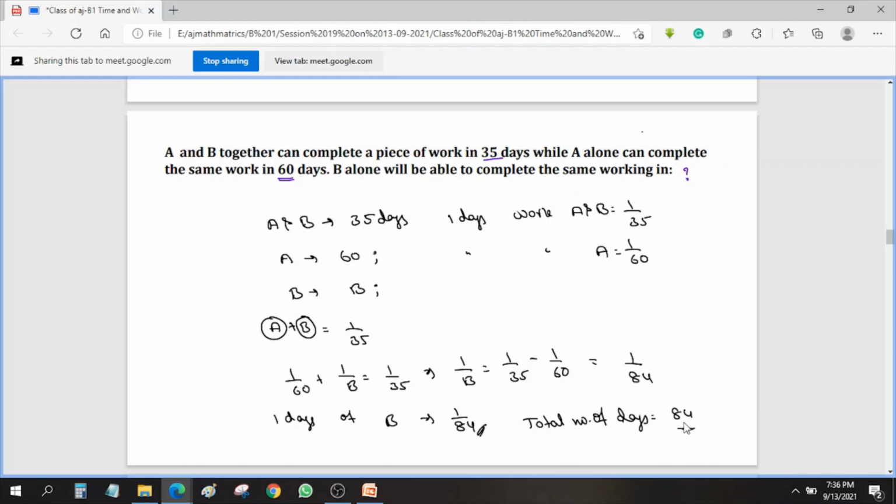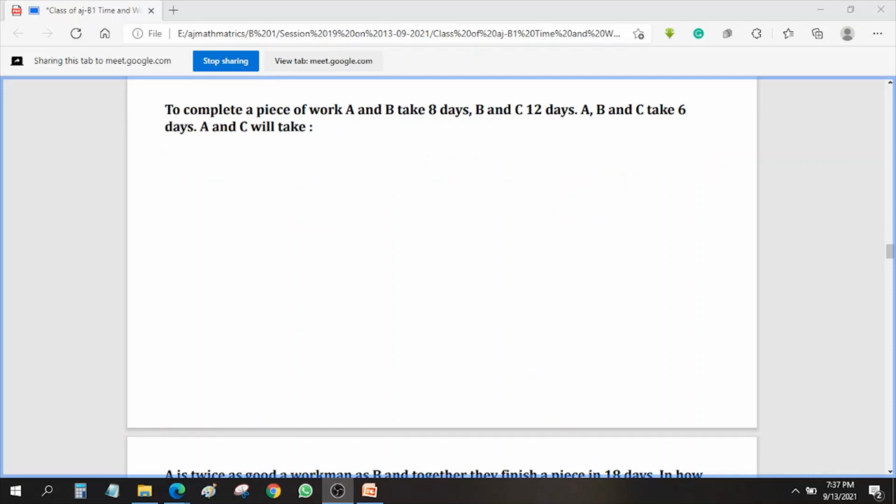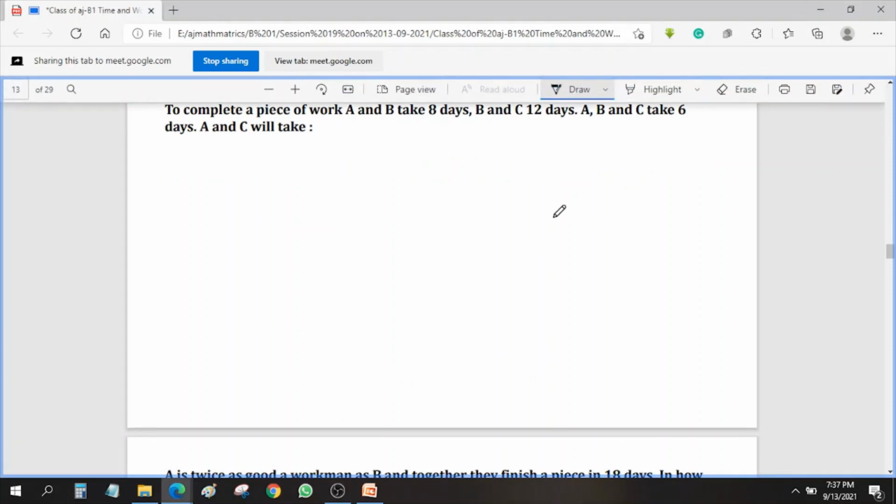So just have a look on the screen, then you can easily understand. A and B take 8 days, B and C take 12 days, A, B, C take 6 days. Now what do we need to find out? A and C will take how many days? We need to write it very clearly so that you can easily understand when you are practicing. If I directly write the formulas and numbers, you may not follow at the time of practice.